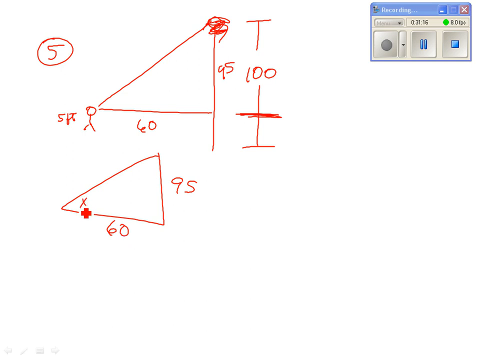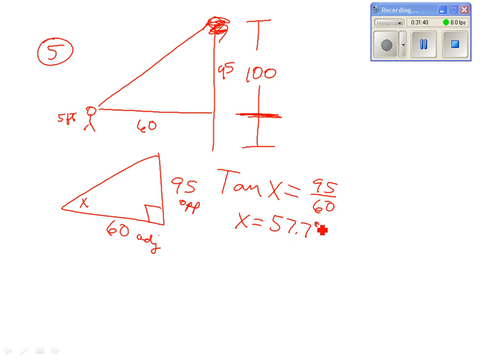Let's go back. The answer was 59, right? It becomes 57.7. Is it? So this is opposite. This is adjacent. We're using tangent. So the tangent of x equals 95 over 60. Somebody do that real quick on their calculator. Is that what you got, Corbin? What was it? 57.7 degrees. That should be the right answer. Like we got 59.0, so that 5 foot difference made it a little bit different.